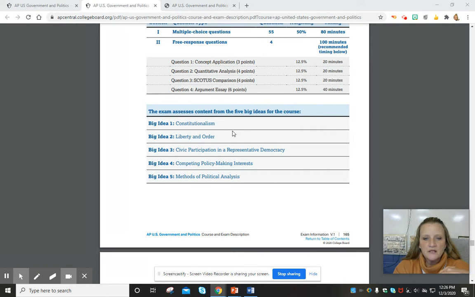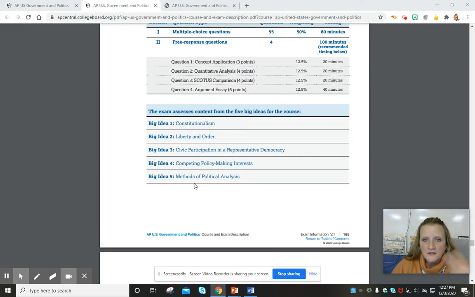Big idea number 3 is civic participation and representative democracy. That's kind of where we are right now. Then big idea 4 is competing policy making interests. We're talking about that a little bit because we're talking about interest groups and things like that. And then we're going to talk about how the branches interact with each other in making their things known.